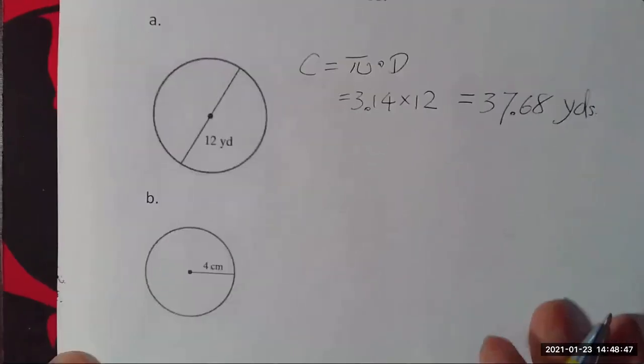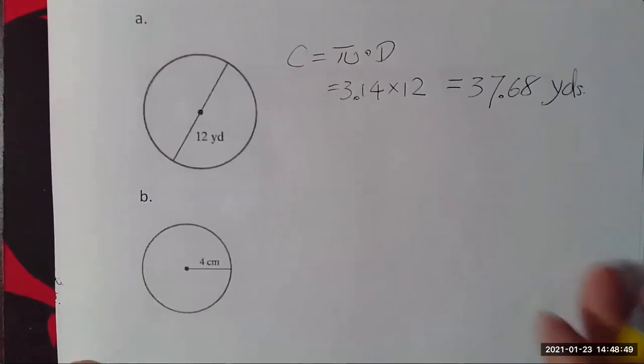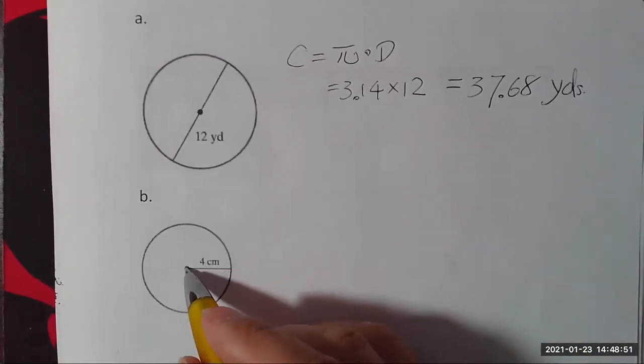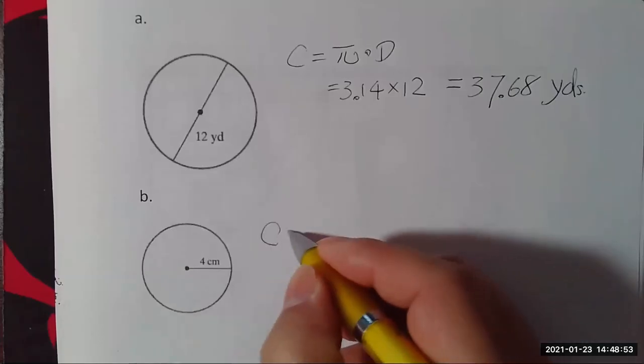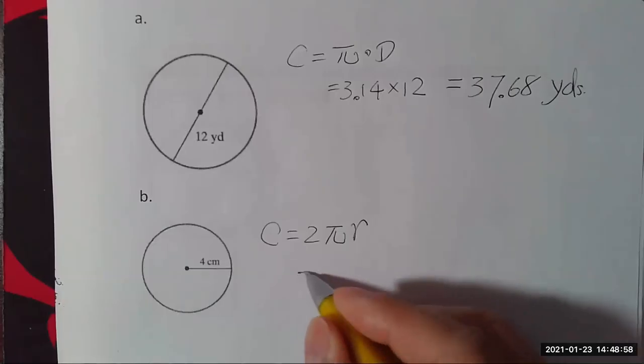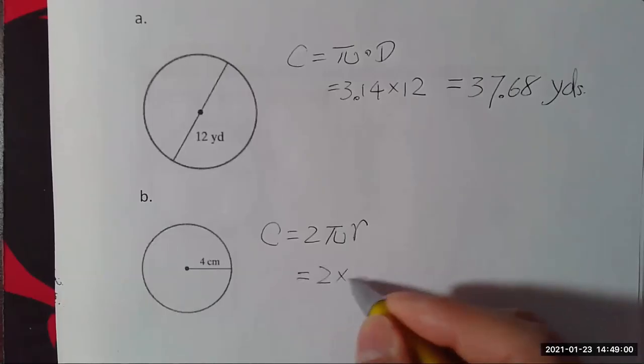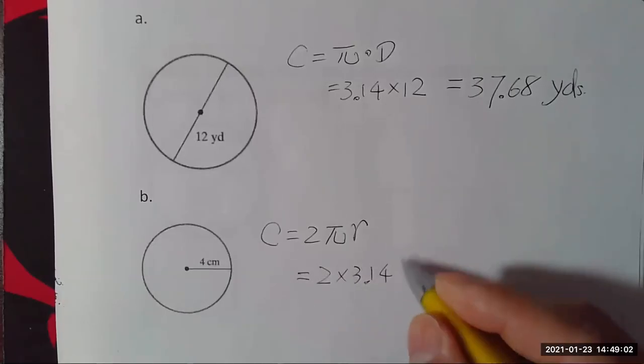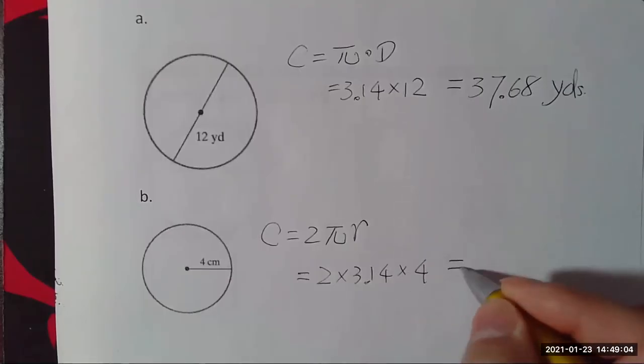Now the next one, we also find the circumference. Apparently, the one that is given is r. So we use this formula, 2 pi r, to find the circumference. So 2 times 3.14 times 4. So let's do that.